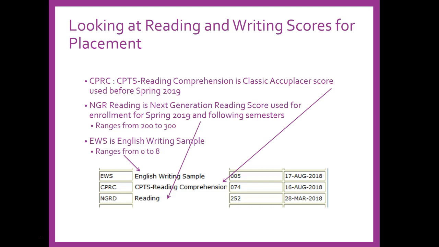The English writing sample has not changed and still ranges from 0 to 8. And you'll notice I have 3 examples that are there. EWS, standing for the English writing sample, CPRC, the old classic AccuPlacer, and NGRD, reading, which stands for the new reading score of the Next Generation AccuPlacer.